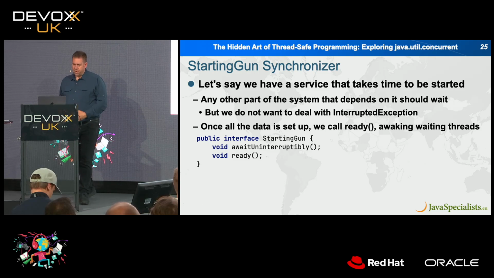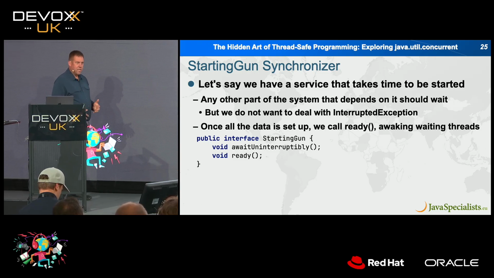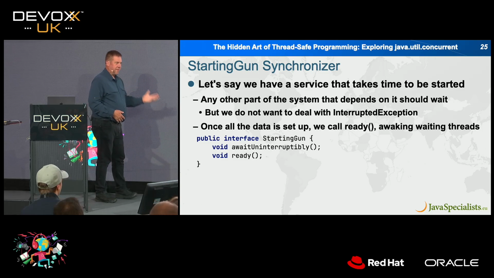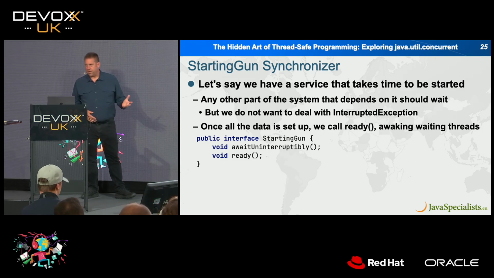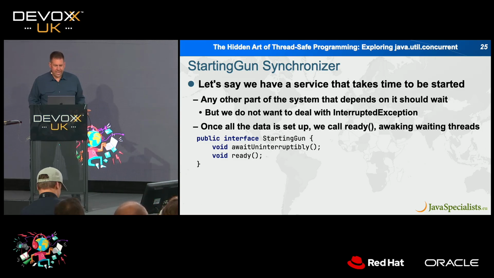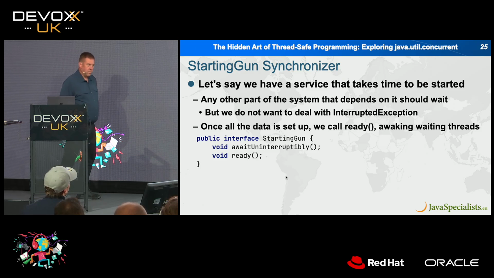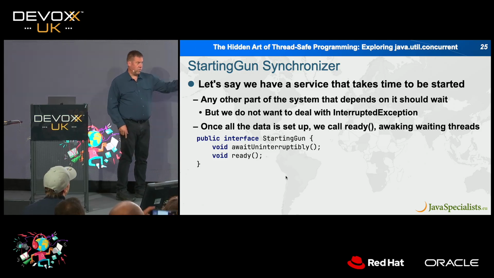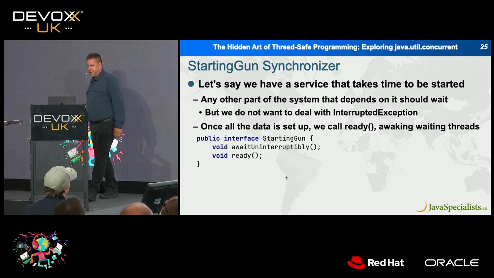And so I want to let them wait, but I don't want to deal with InterruptedException, because it's a pain. Nobody likes InterruptedExceptions. And so what I've done is I've got 2 methods inside a StartingGun interface: awaitUninterruptibly and ready. So once the service has started, I'm going to call ready, and then we're good to go.